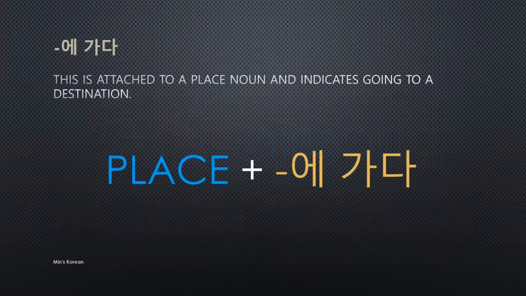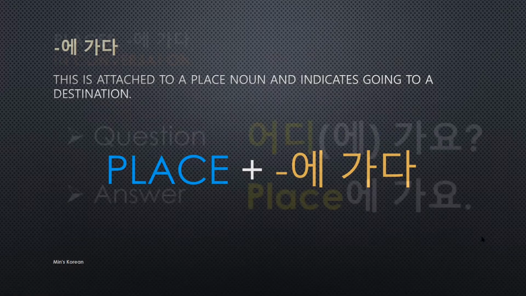Okay, then grammar. 에 가다. So this is attached to a place noun and indicates going to a destination. So you can use this 에 가다 grammar with a place noun like this. Place plus 에 가다. Place 에 가요. So I'm going to the place.